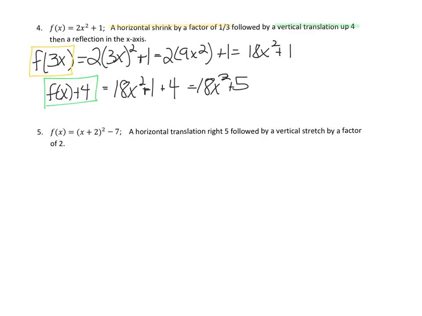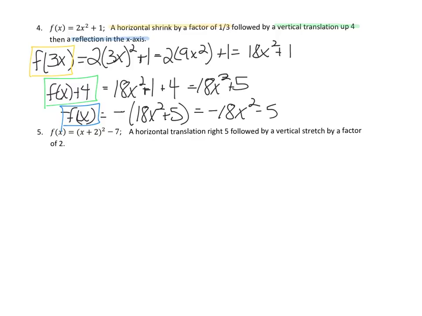And then the last step is a reflection in the x-axis. So that's negative f of x, which equals negative parentheses. I apologize, the video just messed up and popped that in there without me actually writing it. But reflection in the x-axis, negative f of x, which is negative parentheses 18x squared plus 5, which must distribute, negative 18x squared minus 5. And that's your final answer.